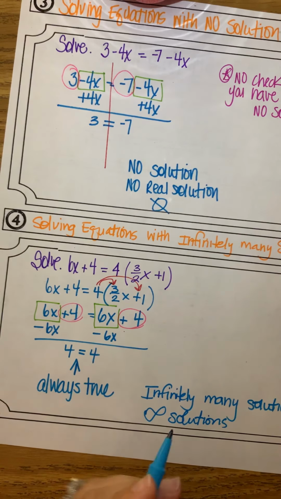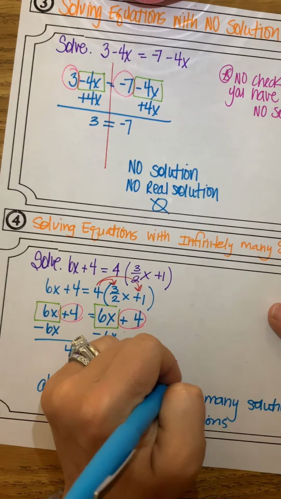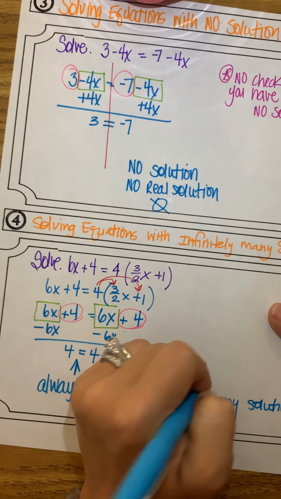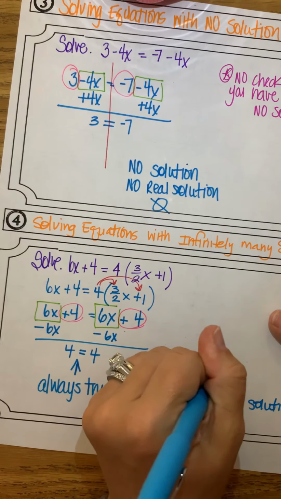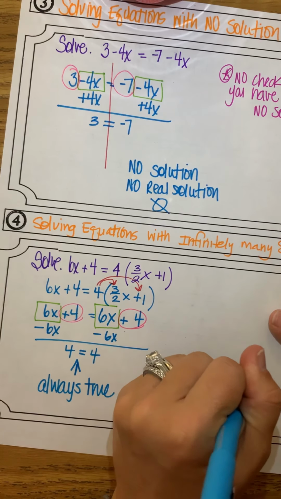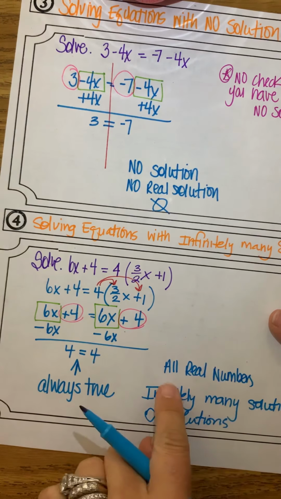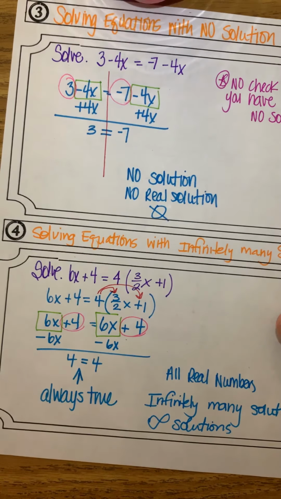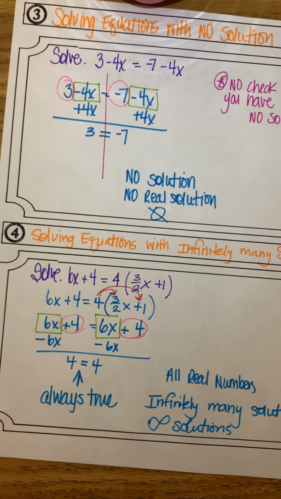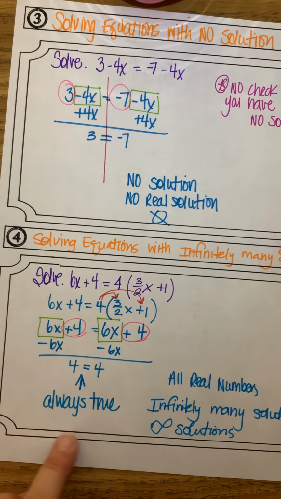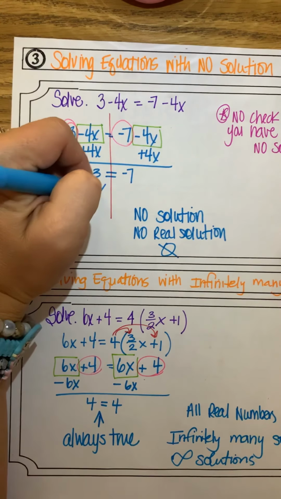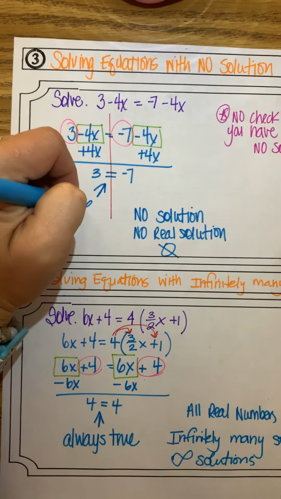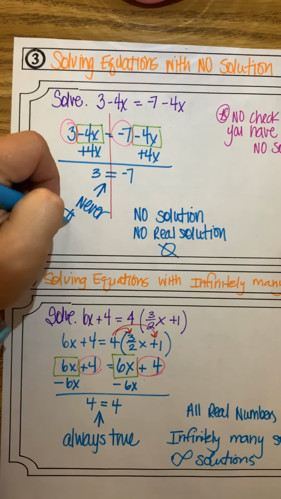Some say all real numbers. So all real numbers are going to make that statement true. Okay? Now, since we put this is always true, I'm going to actually add it up here and say never true.